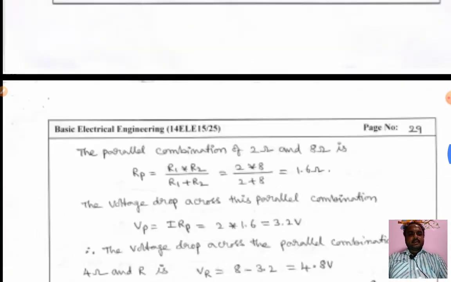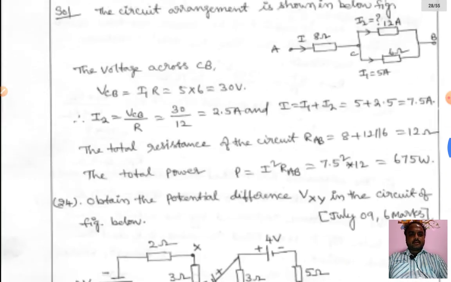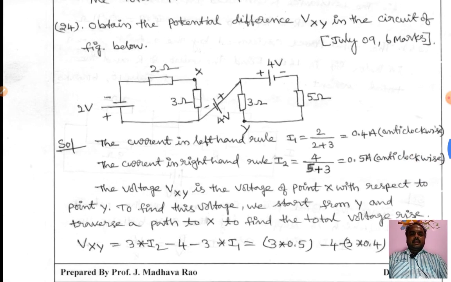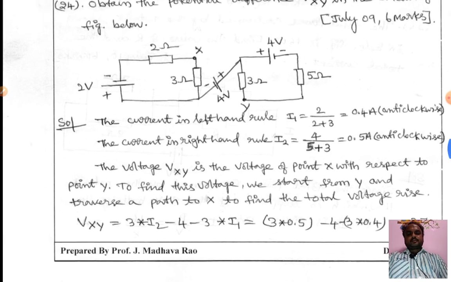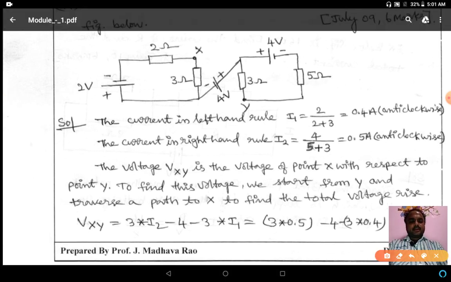Next we'll see one more important one. Obtain the potential difference Vxy in the circuit of the figure. This is the circuit. So you have to find out the voltage drop between two terminals, x and y. So this path voltage drop you have to find out. So first you have to find out the voltage across the 3 ohm resistor. If you consider this loop 1 and this loop 2, you find out the currents, and the voltage drop across the 3 ohm resistors we can find out.